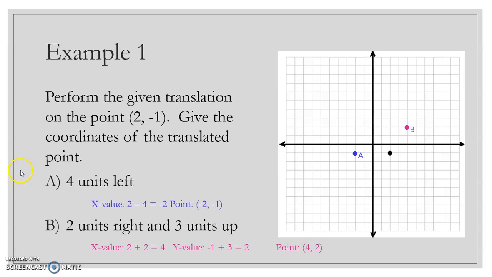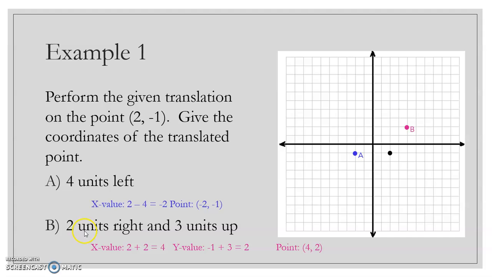In example 1, it says perform the given translation on the point (2, -1), give the coordinates of the translated point. So in part A, it says move it 4 units to the left. So our original point was here, and I have to move it 1, 2, 3, 4 units to the left to where this point is. So 4 units to the left, I'm going to take the x value and subtract 4 and get a new x value. So my point is (-2, -1).